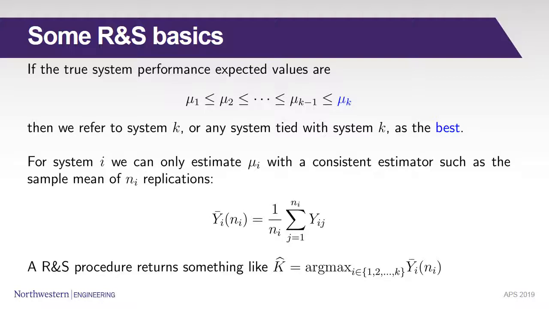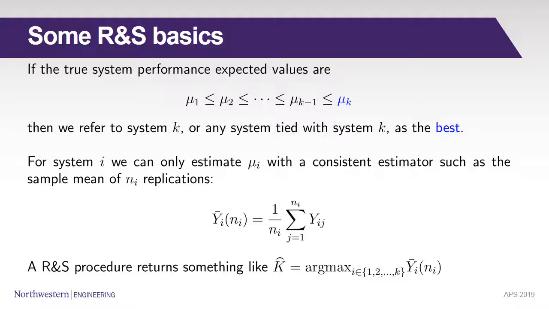A little bit of background on ranking and selection. Generically, we'll say that there are k alternatives, and their means are mu1, mu2 through mu_k. And unknown to us, mu_k is the best system. So in fact, we'll refer to system k, or any system tied with system k, as being the best.